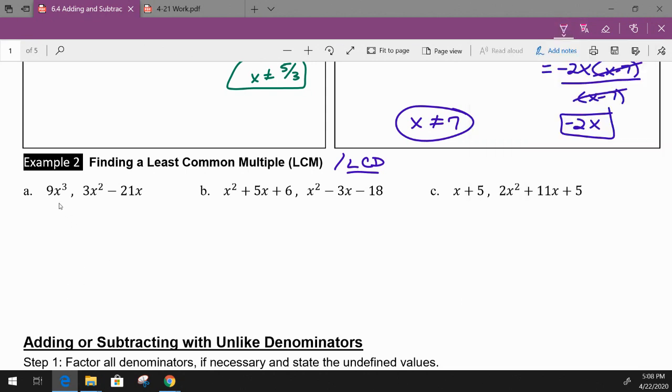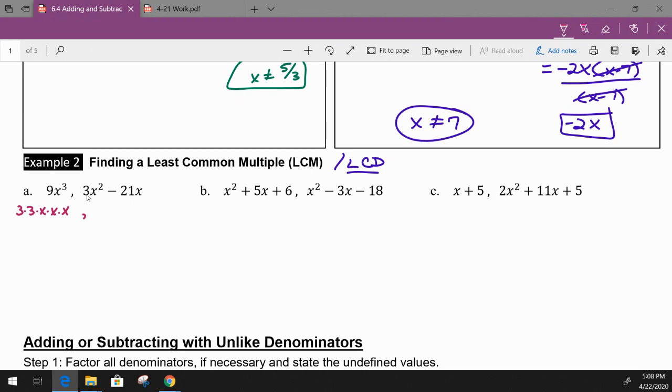So starting with each polynomial, you want to factor this down into its prime factors. So the 9x to the third, 9 is factored into 3 times 3. X to the third is x times x times x. So if you multiply that all back together, you would get 9x to the third. So these are the prime factors of 9x to the third.